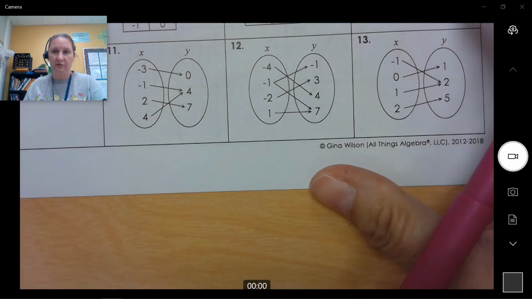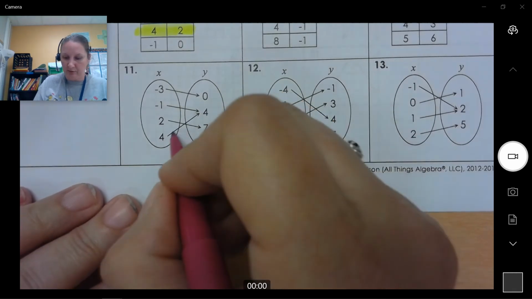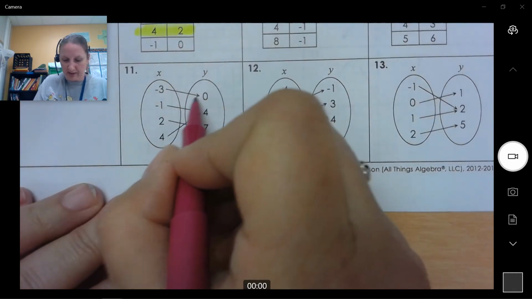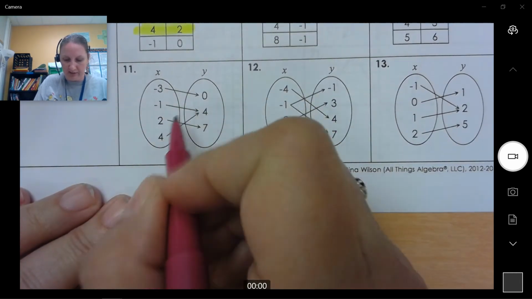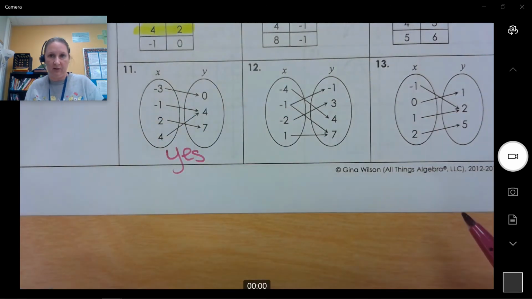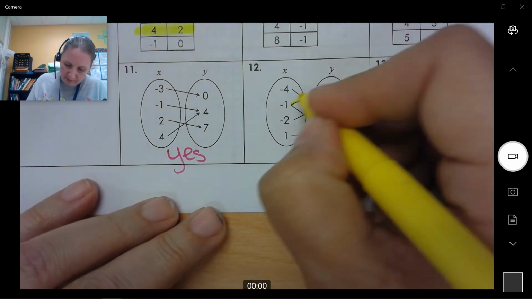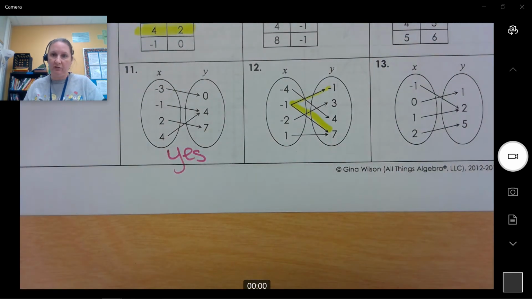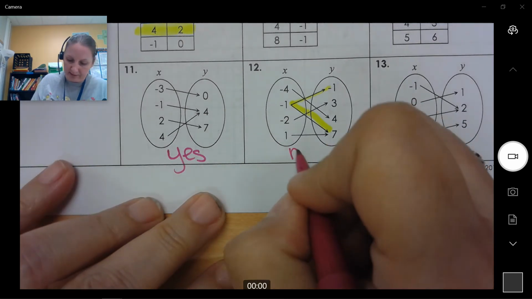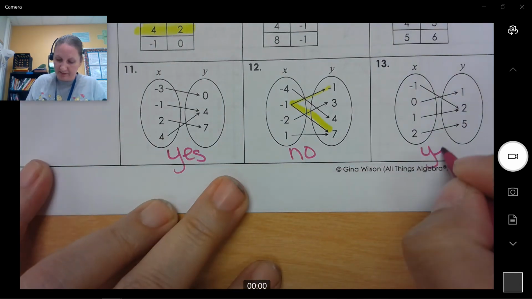Okay, we can also do the same thing using mapping. Here it's a little easier because we're looking at the arrows. So we just look, does any x have an arrow pointing at more than one thing? This one is a yes because no x is pointing at more than one thing. But this one, you have negative 1 pointing in 2 different places, and that's a no. So what about number 13? If you said yes, you are right.